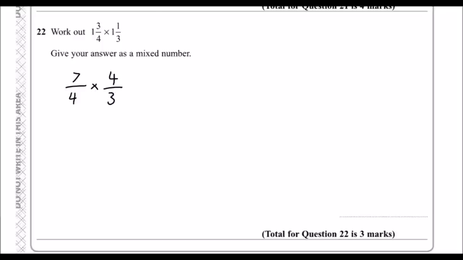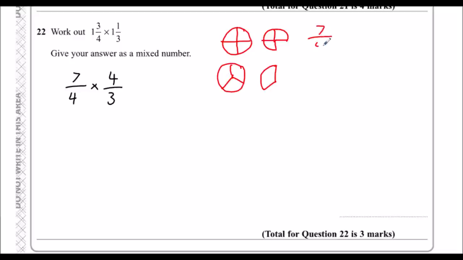I can show you that on a picture as well. So 1 whole one cut into quarters is 4 quarters. And we've got 1 and 3 quarters. So 1 and 3 quarters is the same as 7 quarters. And 1 whole one in thirds. And 1 more third is 4 thirds. So 7 quarters and 4 thirds. We're going to multiply them together now.